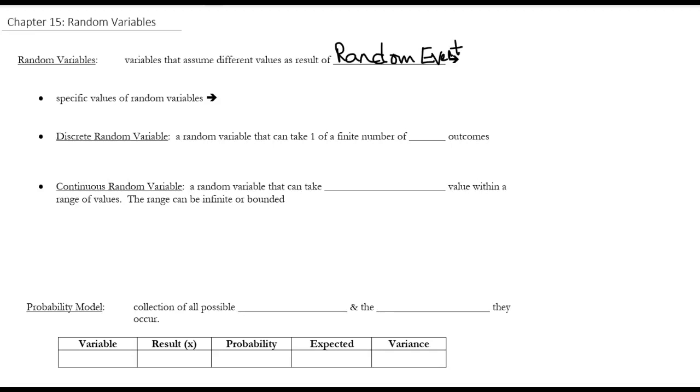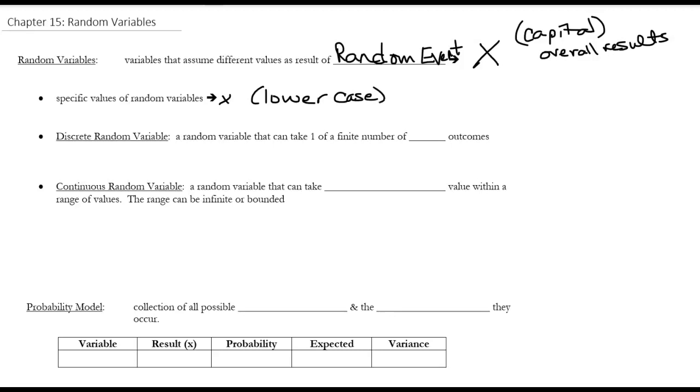But you have to make sure that you use a capital X, because it's the overall results. We're looking at the overall results, and we're going to find out what we can expect to happen. When you have one specific value, that's a lowercase x. But the whole event is a capital X. That'll matter sometimes when you're reading problems if you're not sure why it's in lower or upper case. Upper is the whole thing. Lower is just one piece of it.